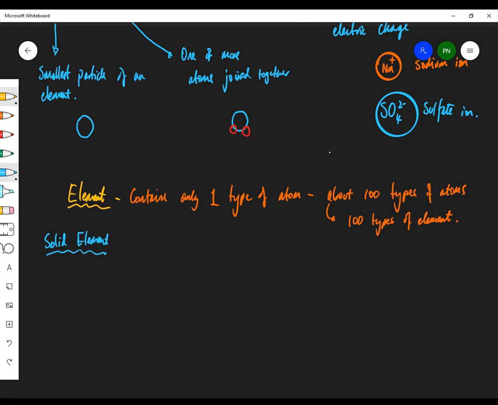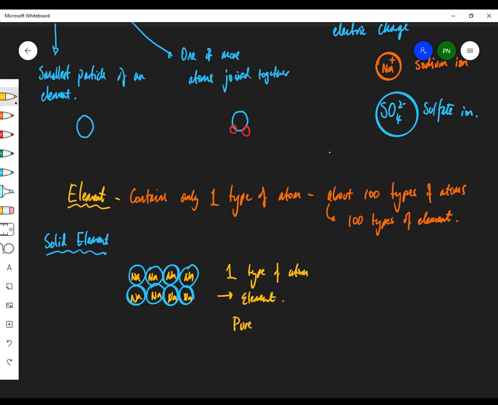Well, let's pick this one. There's a solid. I've drawn it how you would draw a solid. And this, for example, I'm going to use sodium again. These are sodium atoms next to each other. How many types of atoms are present? There's one type of atom. Therefore this must be an element. Is it pure? Yes, it is pure because it only contains one type of thing. So that's a solid element.